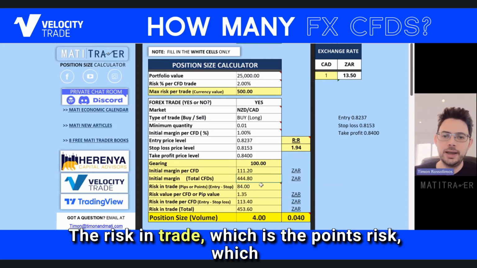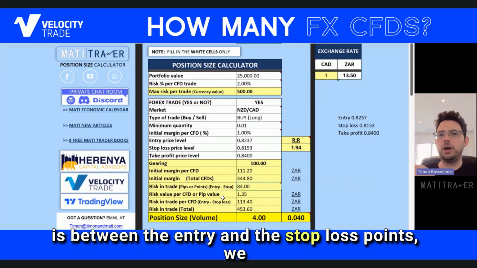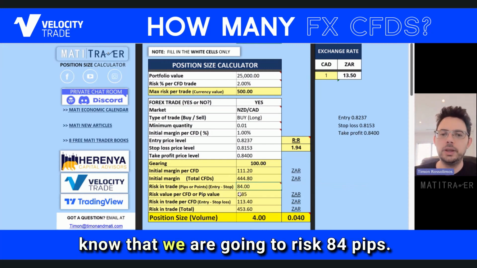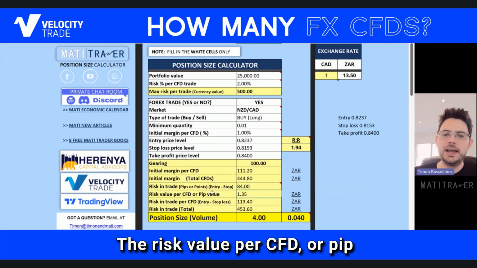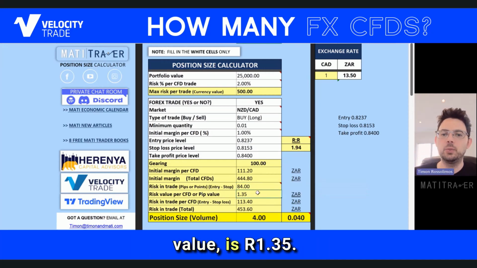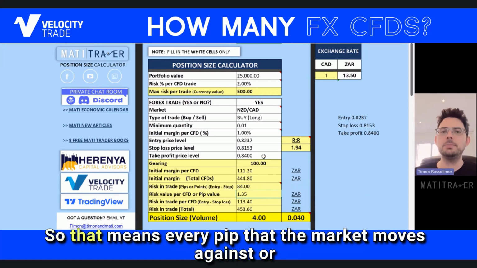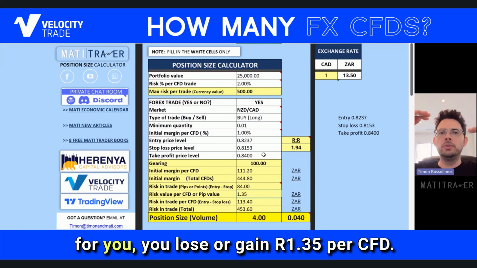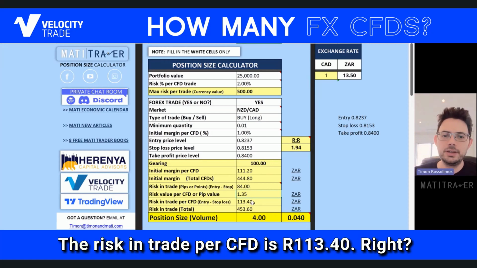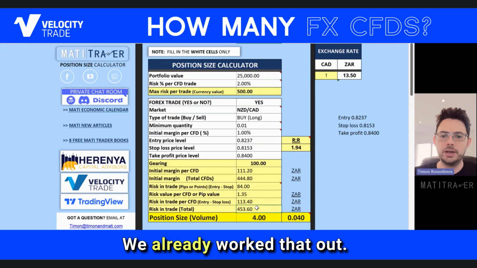The risk in trade, which is the points risk, which is between the entry and the stop loss points, we know that we are going to risk 84 pips. The risk value per CFD or pip value is 1 Rand and 35 cents. So that means every pip that the market moves against or for you, you lose or gain 1 Rand and 35 cents per CFD. The risk in trade per CFD is 113 Rand and 40 cents, right? We already worked that out.